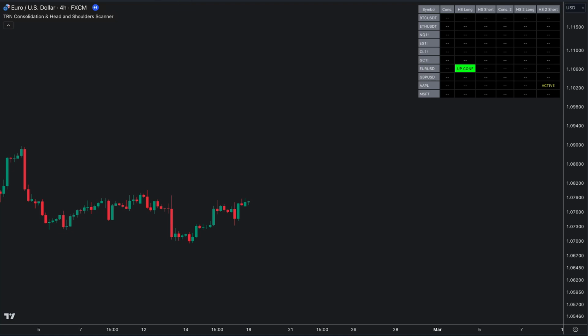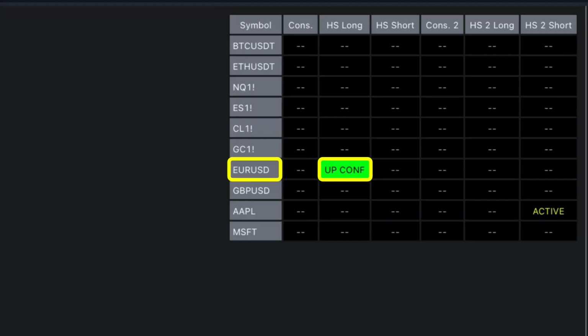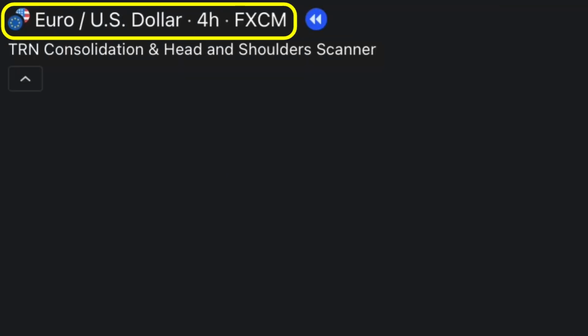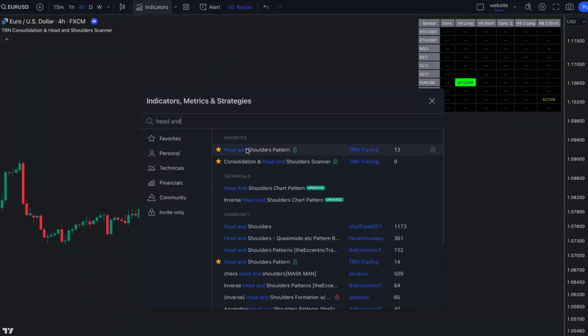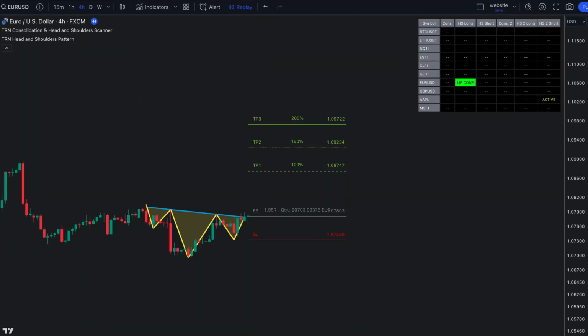If the scanner has found a confirmed consolidation or head and shoulders pattern, just go to the symbol's chart and time frame the pattern was found in and add the TRN consolidation or the TRN head and shoulders indicator to your chart. Now you can see the pattern and plan your trade.